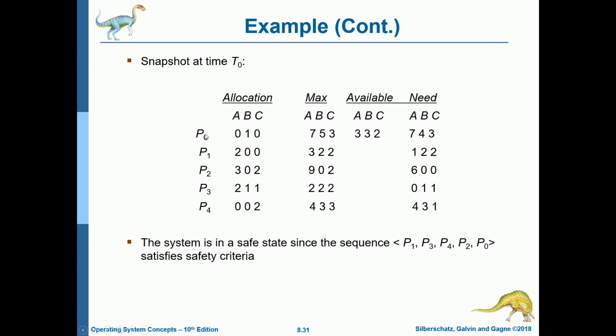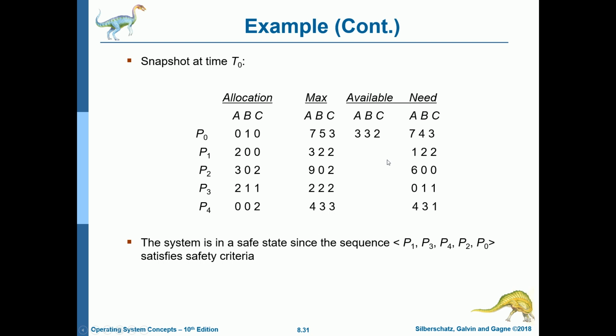Now, if we go through each process sequentially, we can see that process P0 needs 7 of resource A, 4 of resource B, and 3 of resource C. However, we can't satisfy that request because all of these values are greater than what's available, so process 0 needs to wait. Now look at process P1. We need 1, 2, and 2. What do we have available? Well, all of these values are greater than or equal to what we need, so yes, we can grant this right here.